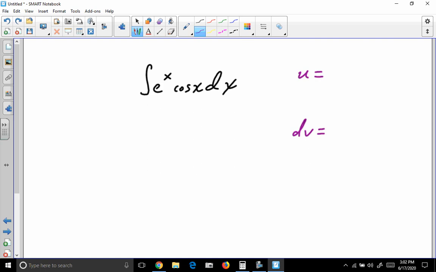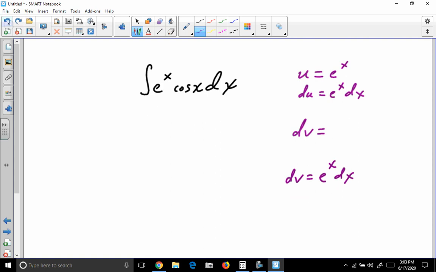But here, notice if we pick u to be e to the x, well, du is the derivative of that, which is e to the x. If we let dv be e to the x dx, the integral of that is e to the x. So regardless of which one we pick to be u or dv, whether we pick e to the x to be u or dv, it's neither getting simpler nor more complicated.